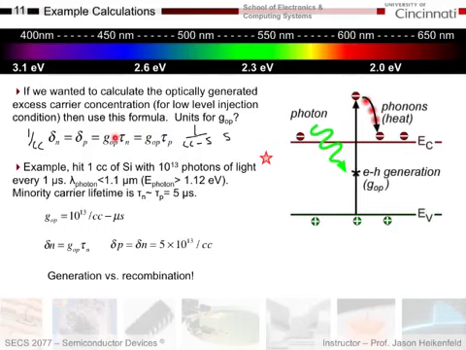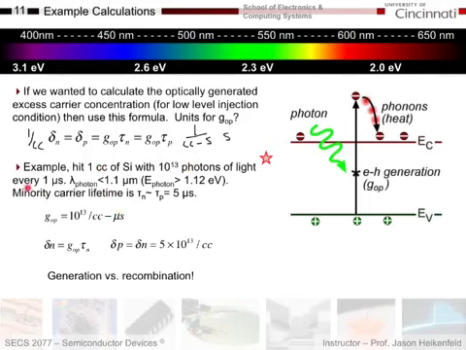Do a quick calculation. Let's hit silicon, 1 cc, to make it simple, with 10 to the 13 photons of light every 1 microsecond. We'll assume the photons have enough energy to exceed the band gap and be absorbed. And we'll assume the minority carrier lifetimes are both 5 microseconds for the electrons and holes. Well, just the carrier lifetime. Doesn't matter which one's minority or majority. So my optical generation rate was 10 to the 13th per cc per microsecond.